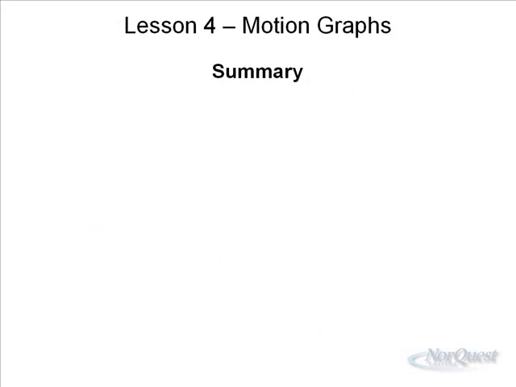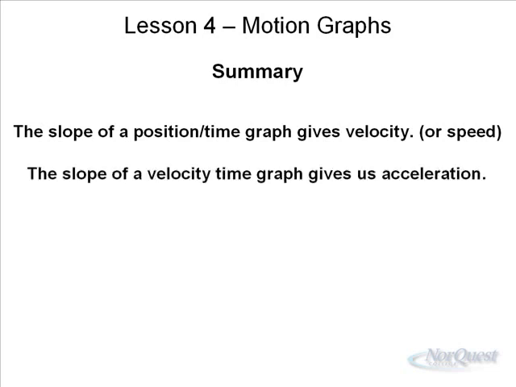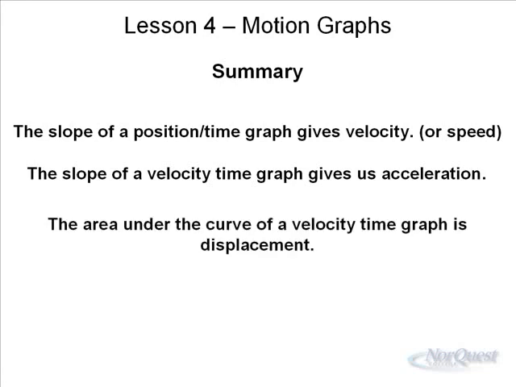And just a very important summary of these findings: the slope of a position time graph gives you the velocity, or if you don't have direction, it will give you the speed. The slope of a velocity time graph gives you the acceleration. And the area under the curve of a velocity time graph is the displacement.